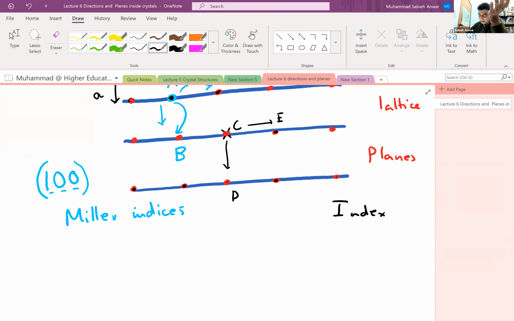You can't go from B to E. You need to move across one unit cell.